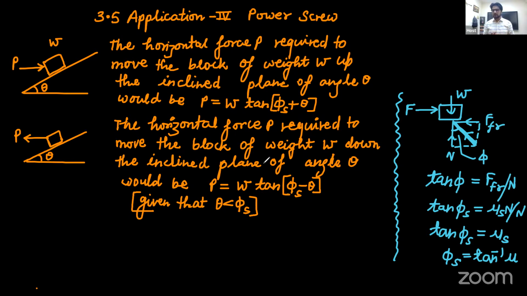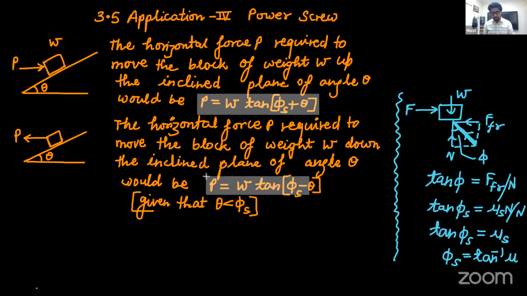Number one, the horizontal force P required to move the block of weight W up the inclined plane is W tan(phi s plus theta). And the horizontal force required to move the block down the plane will be W tan(phi s minus theta). But the second one has a restriction: it is valid only if theta is less than phi s.